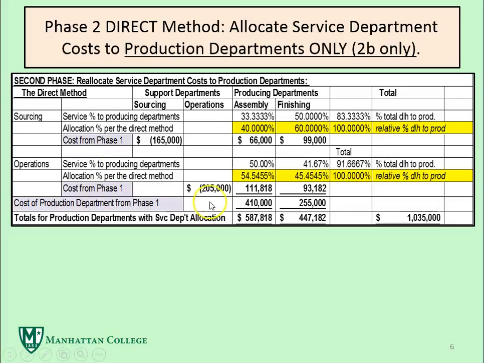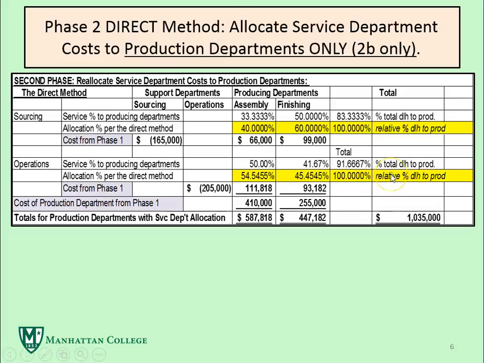With the operations department, our costs from phase 1 were 205,000. We're going to split that. We said that 50% of the total direct labor hours is spent in production department assembly. The other 41.7% is spent in the finishing department. So 91.7% of its direct labor hours are either spent in the production department called assembly or the production department that does finishing, other than the 8.3% that it spends helping the sourcing department.